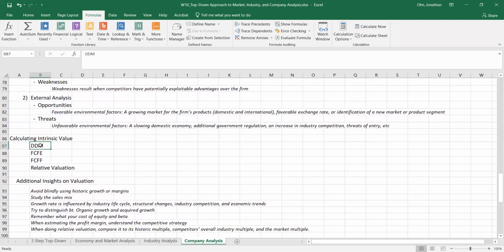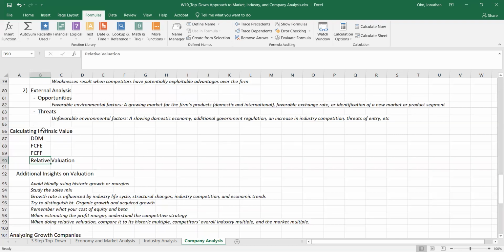We know we did the DDM, free cash flow to equity, free cash flow to the firm, and relative valuation. The important thing is that intrinsic value is your theoretical fundamental value. The theoretical intrinsic value is the amount that you are willing to pay, willing to invest in that specific stock. Now, you have to compare this intrinsic value to the market value. If the intrinsic value is about $25, but the market value is about $35, what would be your conclusion?